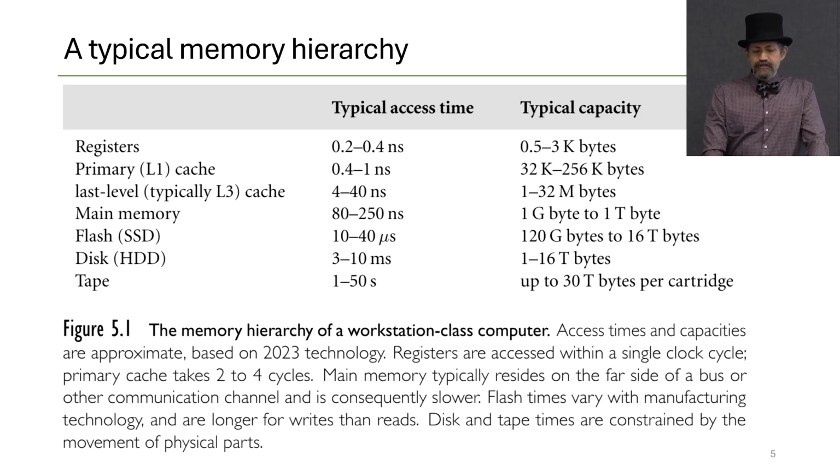There are subsequently larger caches that might go up to, say, 32 megabytes, whereas main memory might be from 1 gigabyte up to perhaps, on large machines, a terabyte of memory. Certainly we can store more than this on flash drives, and tape drives have the largest storage with up to 30 terabytes per cartridge.